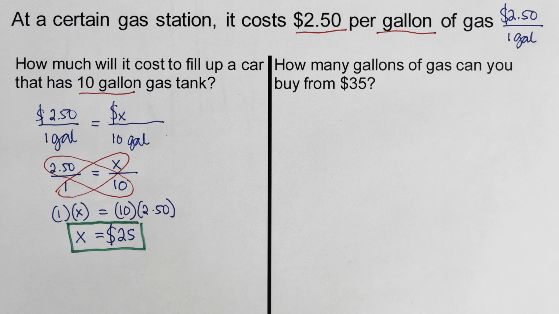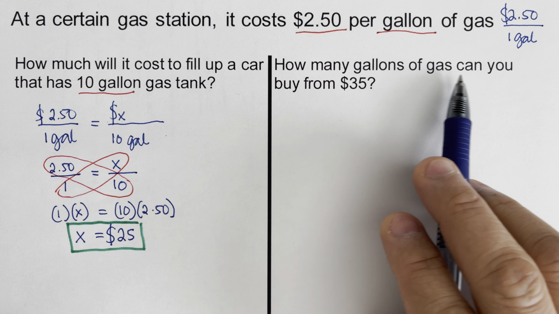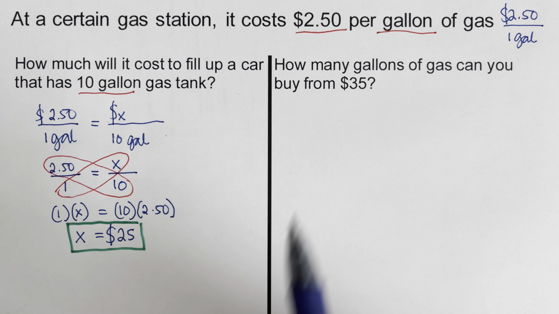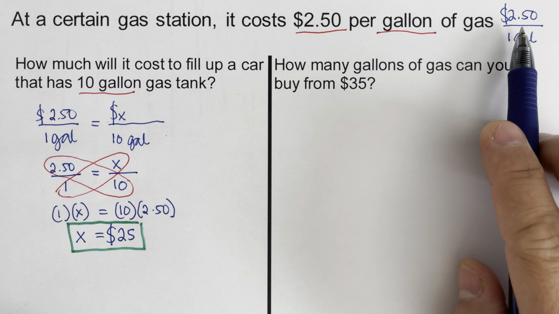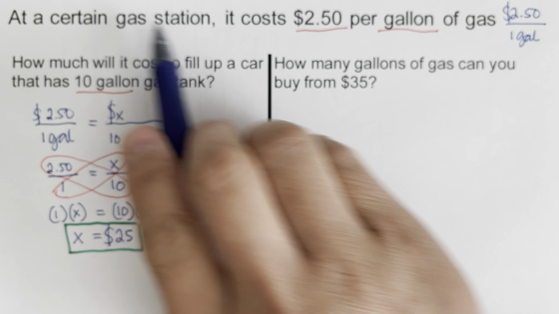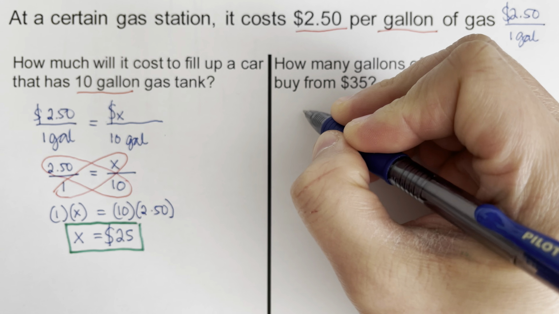Okay, so we go over the problem here. How many gallons of gas can you buy from $35? So suppose we have $35. How many gallons of gas are you going to be able to get? Again, we use the ratio that we established from the first statement. I'm just going to write it down here.